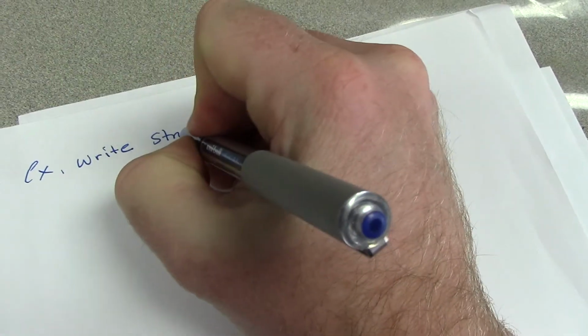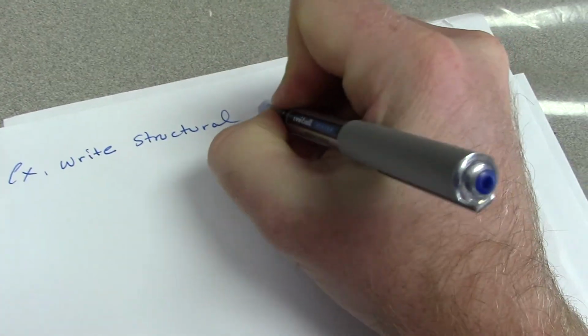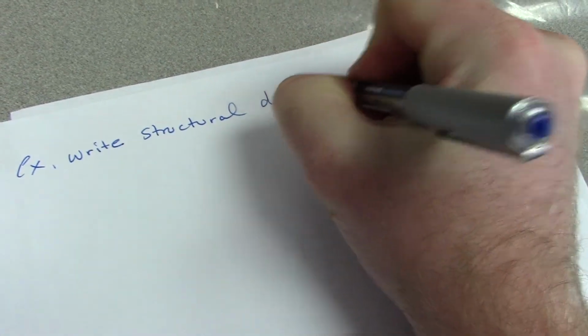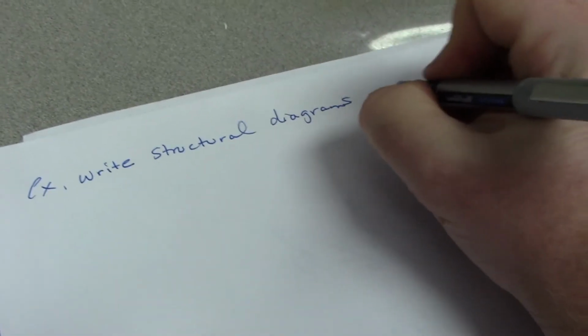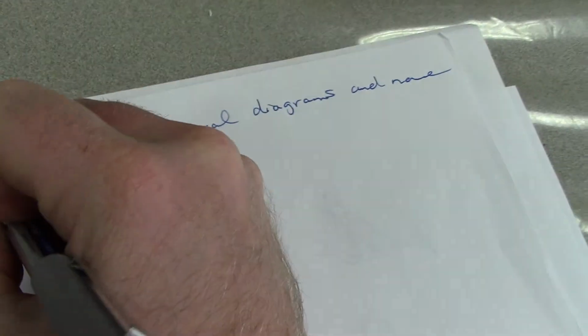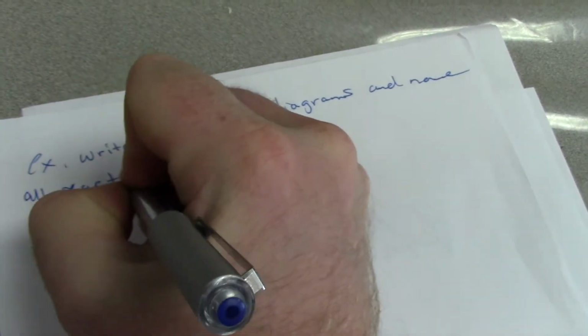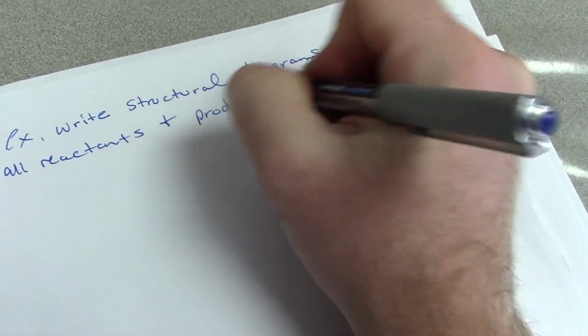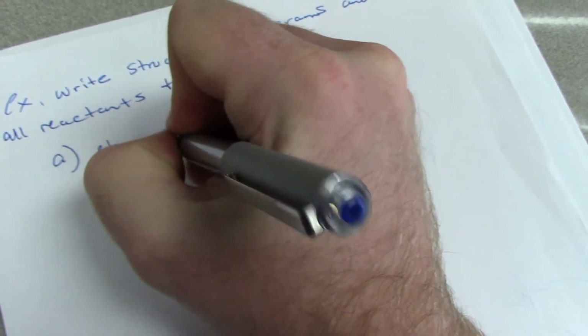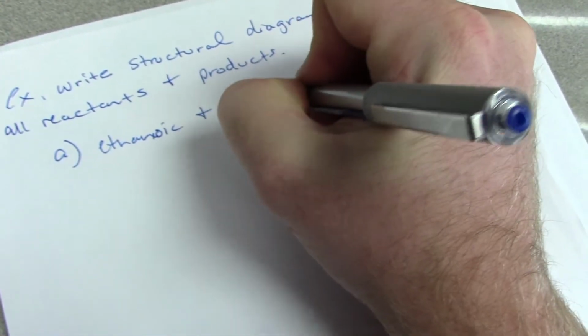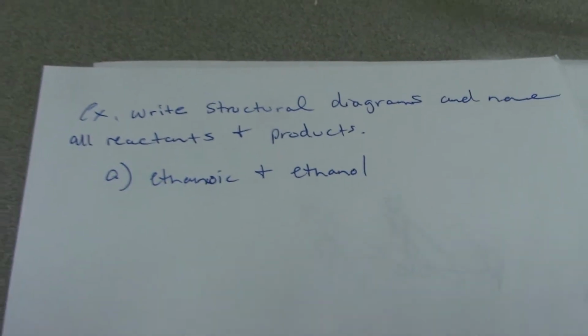Okay, so examples. Write structural diagrams and name all reactants and products. So A, we have ethanoic acid plus ethanol.